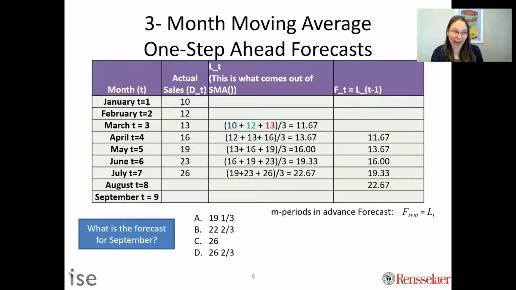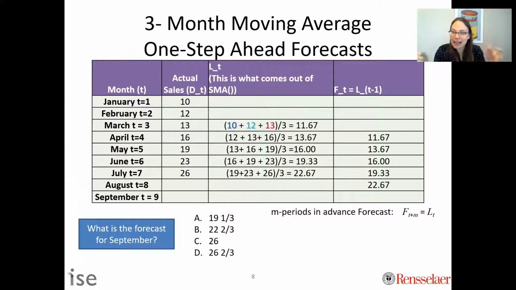So what is your forecast for September? This one actually requires zero calculation. This is just applying the equation: m periods in advance, F of t plus m equals L of t. As you can see, our last L of t that we can calculate is in July. It doesn't matter that we're 2 periods from July, we still get that the answer is 22 and 2/3. So again, the correct answer here is B.